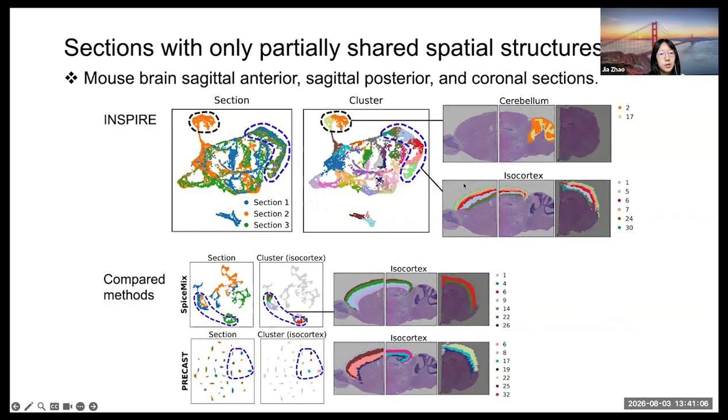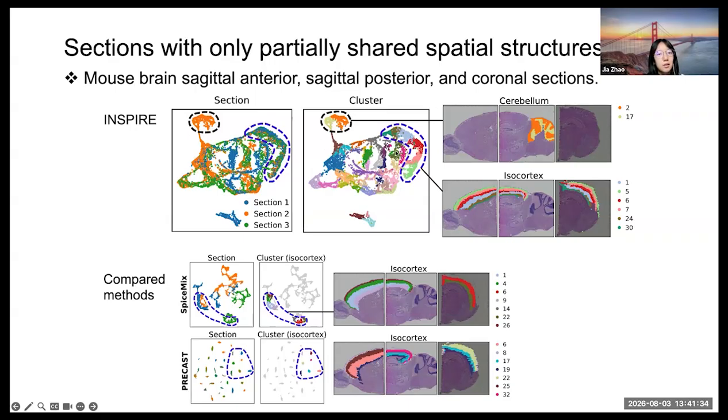And also, it's a kind of validation experiment. We collect sections from mouse brain with known structure, which we have studied very well. We collect two from the sagittal and one from the coronal view. They capture different views and, of course, different structures.